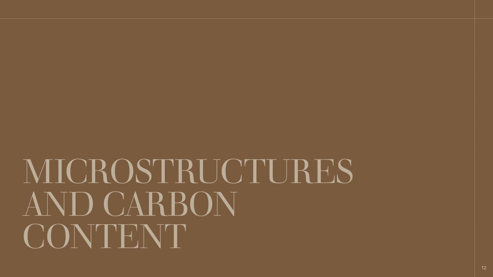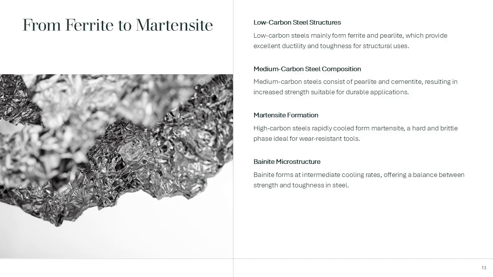Microstructures and carbon content from ferrite to martensite. Microstructure development in steels depends on carbon content and cooling rate. Low-carbon steels predominantly form ferrite and perlite, offering ductility and toughness. Medium-carbon steels exhibit a mix of perlite and cementite, providing higher strength.